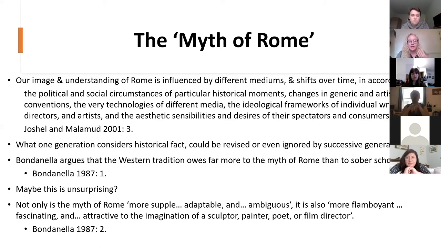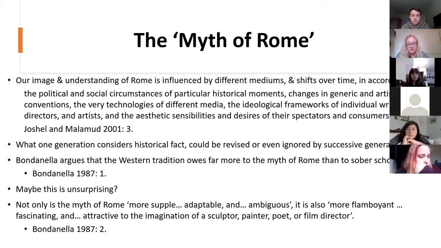And so we need to accept this, that there is this incorrectness to reception studies, which will always be there. And so where does this actually come from? So Joshua and Malamud, I can't pronounce his name, they argue that our understanding of Rome is influenced by different mediums and shifts over time. And then they give this lovely definition that it shifts in accordance to the political and social circumstances of particular historical moments, changes in generic and artistic conventions, the very technologies of different media, the ideological frameworks of individual writers, directors, and artists, and the aesthetic sensibilities and desires of their spectators and consumers.